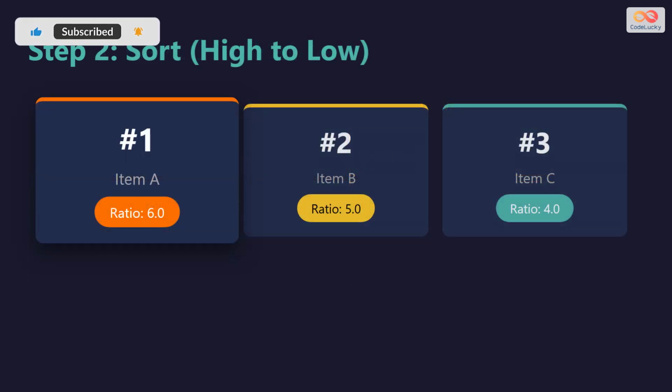Next, we sort them by that ratio. Item A is our number 1 priority with a ratio of 6. Item B is second with a ratio of 5, and item C is last with a ratio of 4. This order dictates exactly how we will fill our bag.